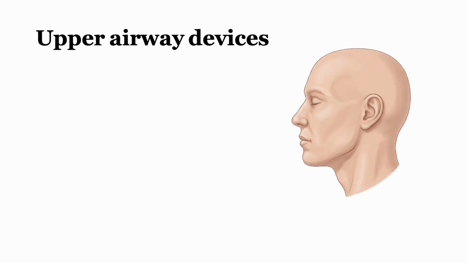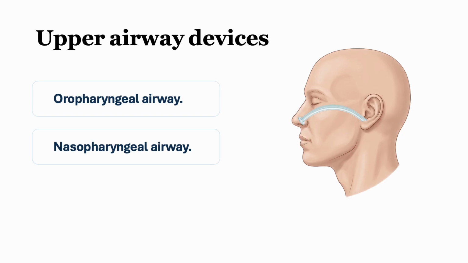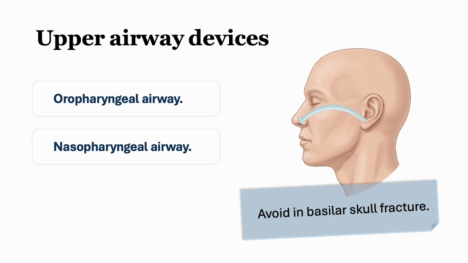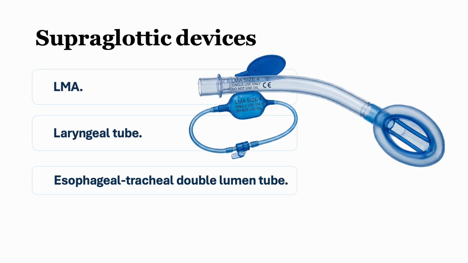Upper airway devices are used in combination with a mask for oxygenation. Measurement is from the mouth to the angle of the mandible for the oropharyngeal airway and from the nostril to the tragus of the ear for the nasopharyngeal airway. Supraglottic devices like LMA, laryngeal tubes, and double lumen tubes are less invasive compared to endotracheal tubes. A definitive airway means a cuffed tube inside the trachea.